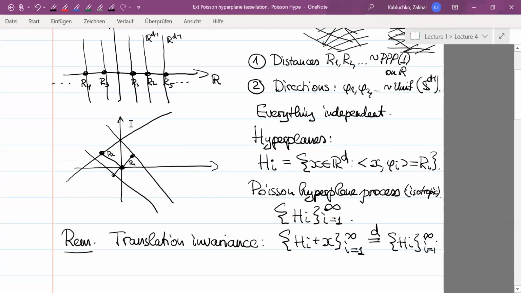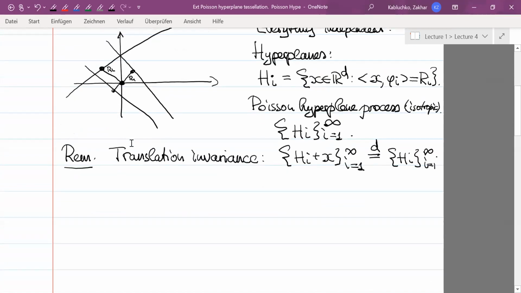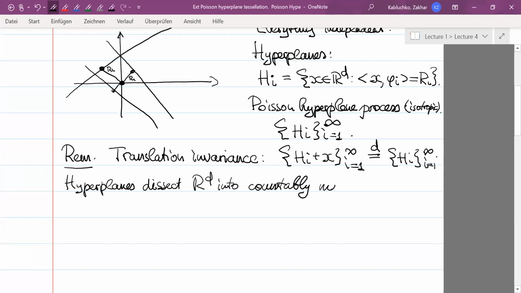And now that we constructed this random collection of hyperplanes, we can construct the tessellation. The tessellation is namely this: the hyperplanes dissect the space into polytopes. These polytopes are called cells, and the collection of all these cells is called the tessellation, the Poisson hyperplane tessellation. So hyperplanes dissect R^d into countably many polytopes which have disjoint interiors and cover the space.